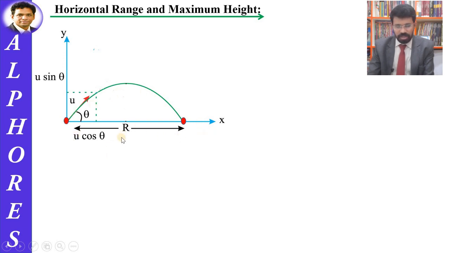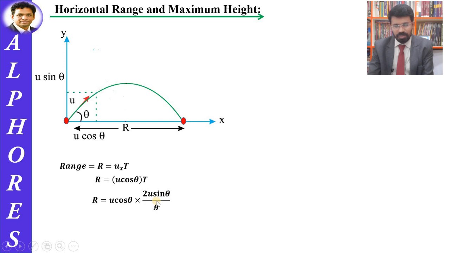So distance, or displacement, is equal to velocity into time, isn't it? So range is equal to what? R is equal to, what is the horizontal component of velocity? Ux into time of flight. Ux is known to us, u cos theta. T is also known to us. In fact, u cos theta into T is what? Just now we have seen, 2u sin theta by g. Students, you have to remember these details. These are very, very important. So capital T, time of flight, is equal to 2u sin theta by g.